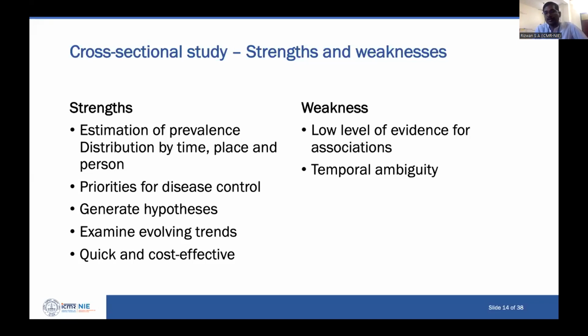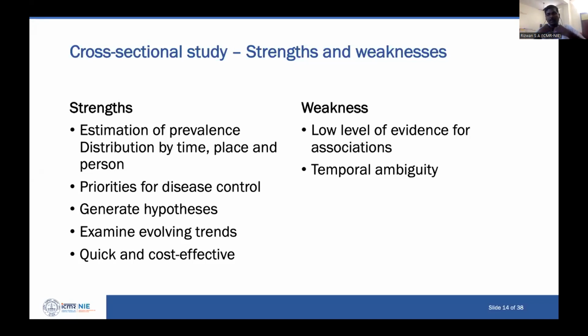They are usually quick and cost-effective unless they are very large or nationally representative, in which case you will be needing more money and it will also take time. But in general, they are quick and cost-effective. Some of the weaknesses of cross-sectional studies are they usually provide low level of evidence for association. So you must be knowing the hierarchy of evidence, where we start at the bottom with case reports and case series, and at the top there is systematic review. Generally, cross-sectional studies are on the lower rungs of level of evidence, and there is temporal ambiguity.